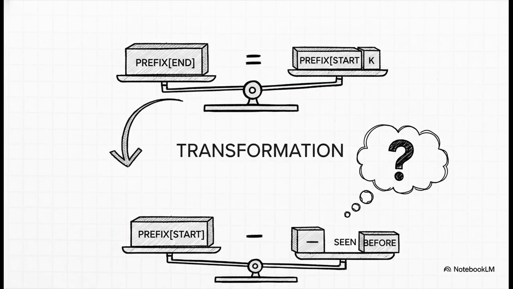Okay, stick with me here. This is the really clever part. We can now reframe our whole problem. We want to find a place where prefix end minus prefix start equals k. With a tiny bit of algebra, we can flip that around. It becomes prefix start equals prefix end minus k. So our new mission is this. As we're walking along calculating our current prefix sum, we just have to ask, have I seen a previous sum that's equal to my current sum minus k?